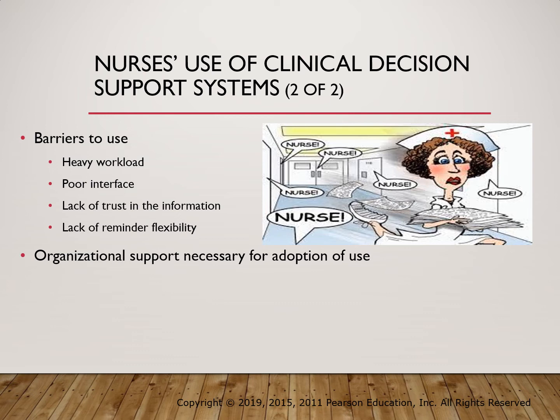Some of the barriers: a heavy workload, a poor interface, lack of trust in the information. Unfortunately, some people do document items that are inaccurate or fraudulent. They may put that the patient voided when they have a Foley catheter. They may put that the patient's turned and repositioned every 2 hours when that doesn't happen. And then another barrier is lack of reminder flexibility. Again, we get that computer fatigue, alert fatigue. We just kind of overlook it because we see it so much.